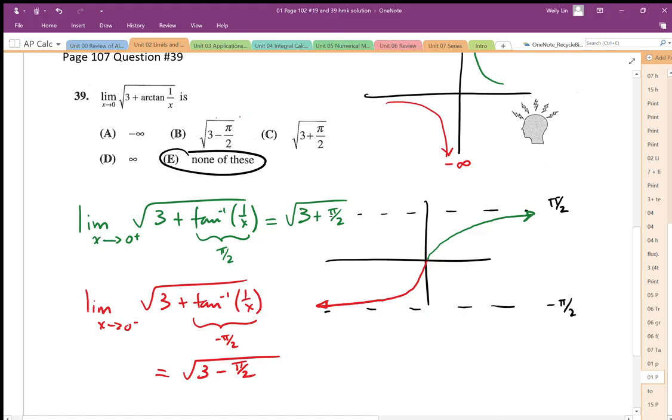So these one-sided limits can be evaluated. From the positive side it's going to end up being 3 plus pi over 2, and if I approach it from the negative side, 1 over x is going to negative infinity, which means my arctan is approaching negative pi over 2, so we get B.